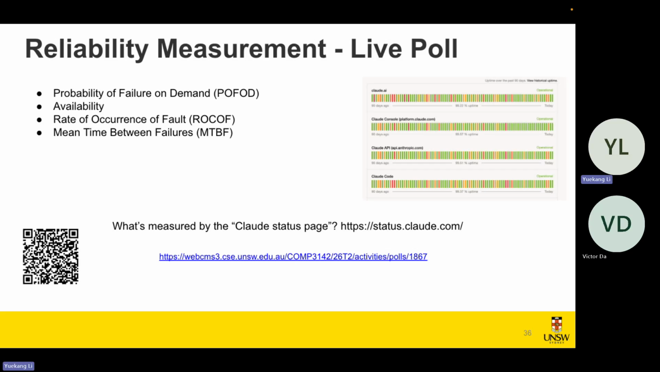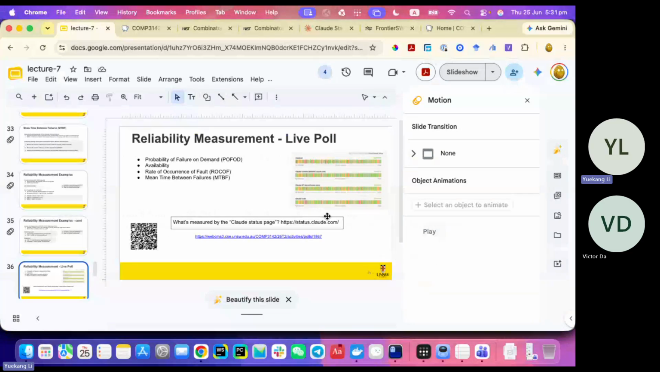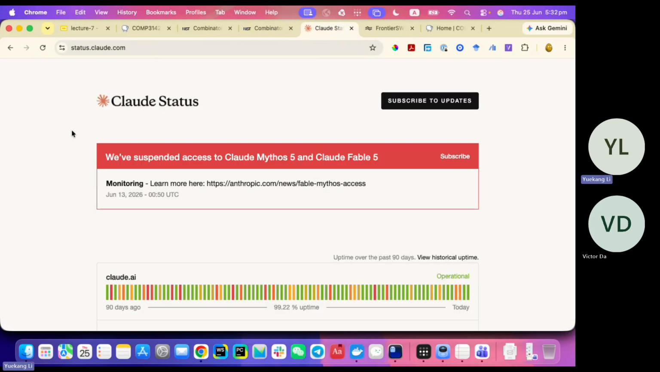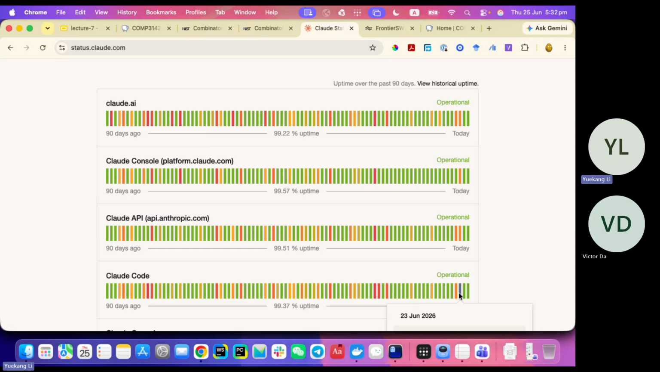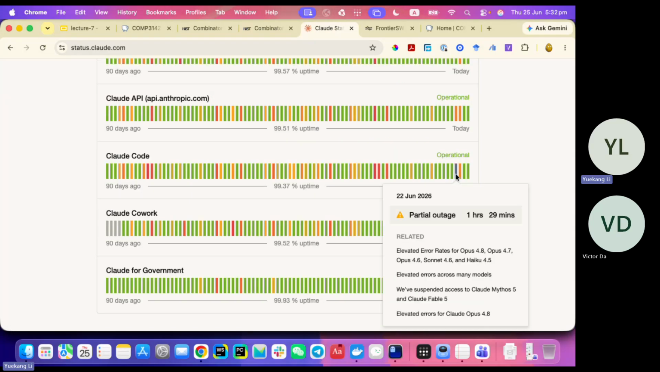So based on what we have learned, let's try to see a real world case of this measurement of reliability. This case is about the Claude status page. If you are using Claude Code, sometimes it may not work, and you may want to go to this page and see if the service is down or not. You can see that just yesterday there was an outage for 1 hour, and during that period you may not be able to use Claude Code.